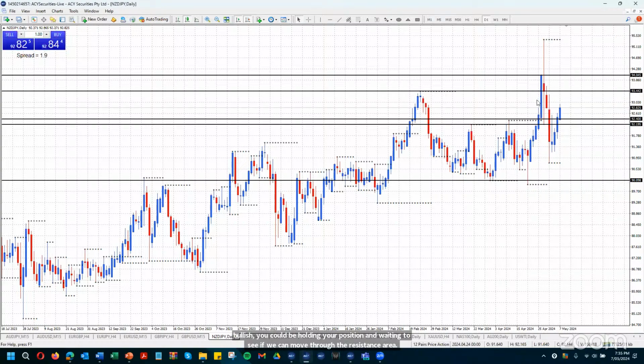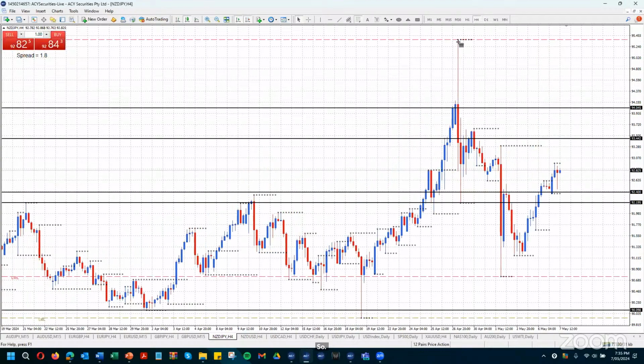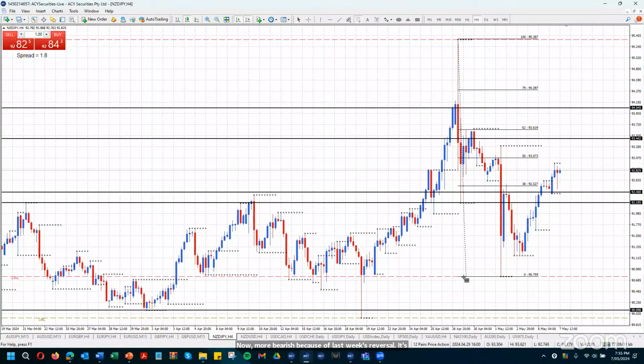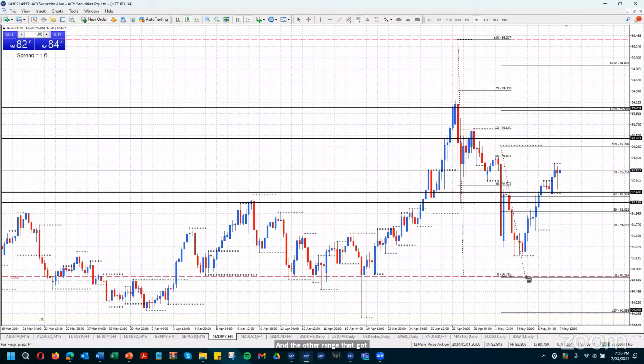So now, if you're more bearish because of last week's reversal, just the 4-hour chart, again, monitor the weekly range reversal. There's the weekly range to downside. And the other range that got formed from this drop here. So we're at the 79% area of that range. And not as clean as some of the other yen pairs in terms of levels.